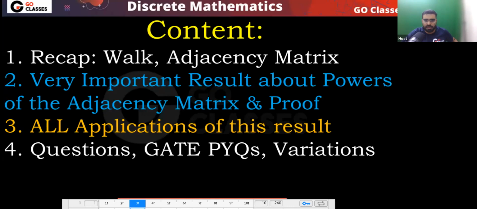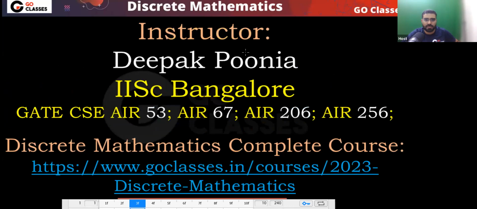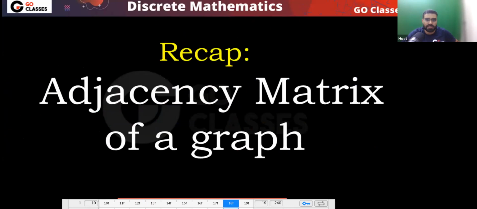Let's start with the concept. First, let's see the recap of the adjacency matrix of a graph. Yes, we will see all the GATE questions on this topic, the GATE 2022 question, the 2021 question, all of those. So first, let's see the concept: the recap of the adjacency matrix of a graph.